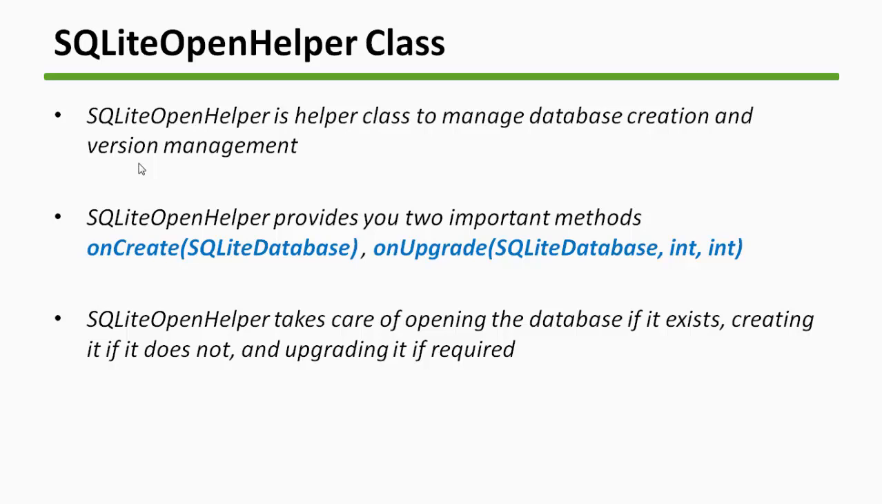Basically, when you deploy your application on Google Play, you deploy it with a version number of the database. Let's say the first application that you deploy on Google Play has database version 1. The next version of your app, if it has a different database, should have a different version number. Why? Because you have made some changes in the database.